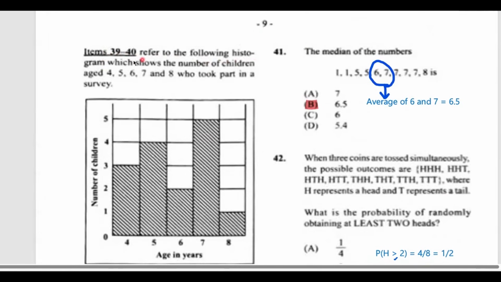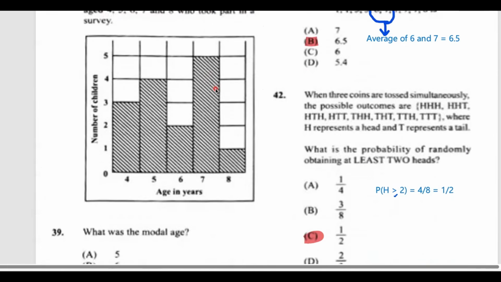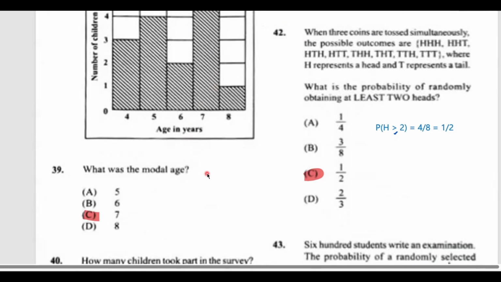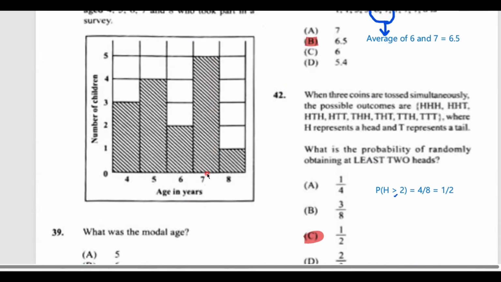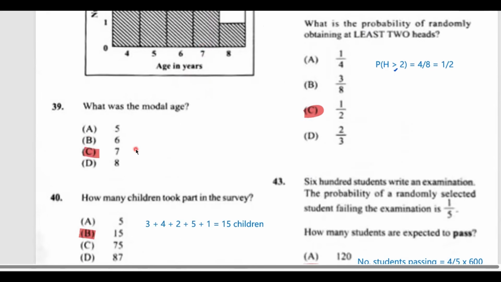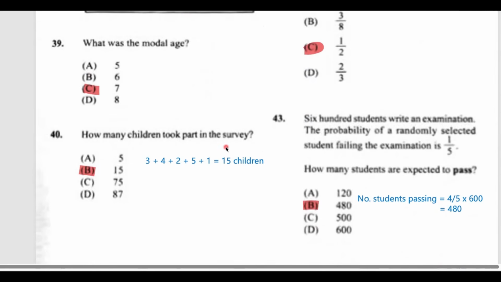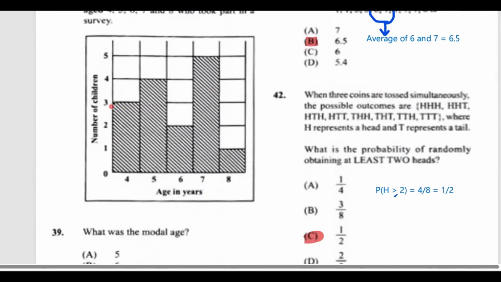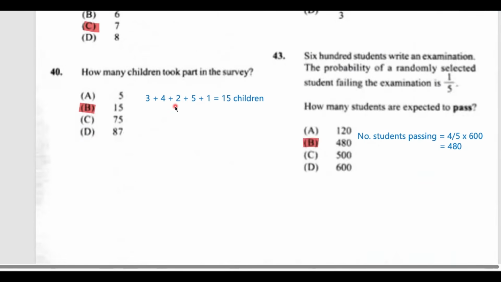Item 39 to 40, refer to the following histogram. It shows the number of children aged 4, 5, 6, 7, 8 who took part in a survey. What was the modal age? As you all know with mode, that refers to the value that has the highest frequency. The highest frequency or the highest number of children, we call it 5, which contributes to that age of 7 years. Okay, so 7 is the modal age. C. How many children took part in the survey? We could add each figure or each frequency value. That's what? 3, add 4, add 2, add 5, add 1. Very straightforward. That's what? 7, 9, 14, and 1, 15 children. B.